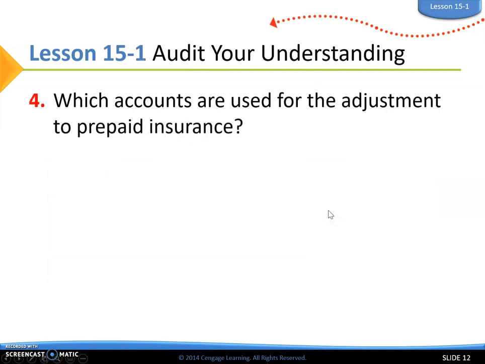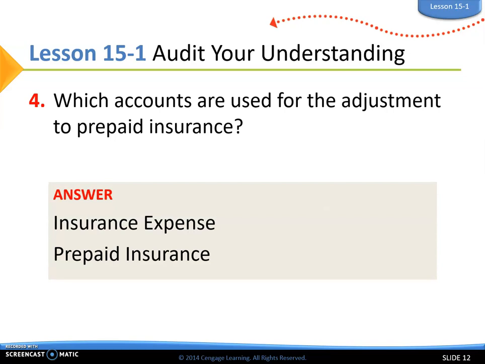Number 4, which accounts are used for the adjustment to prepaid insurance? We are going to debit our insurance expense and we're going to credit prepaid insurance.